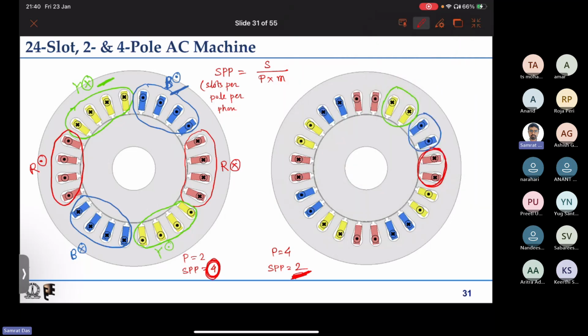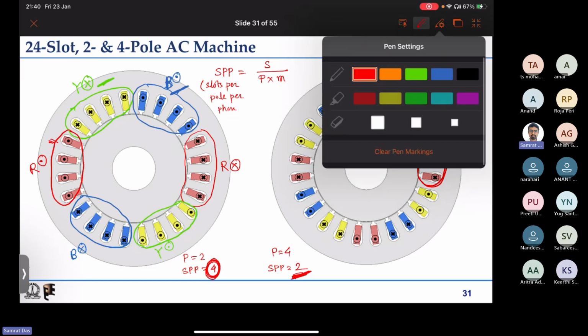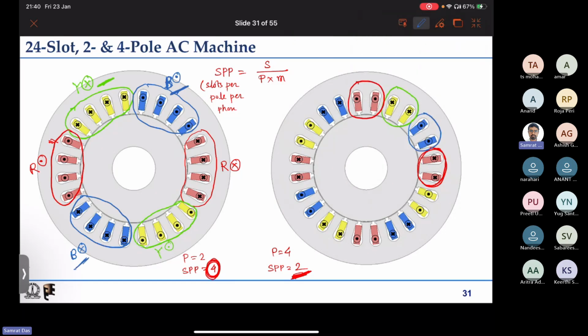Next my sequence brings me to red dot. So I fill 2 red dots. Next my sequence tells me to blue cross. Next I move to yellow dot. So I fill in 2 yellow dots also. And my sequence for the two pole case is now over.